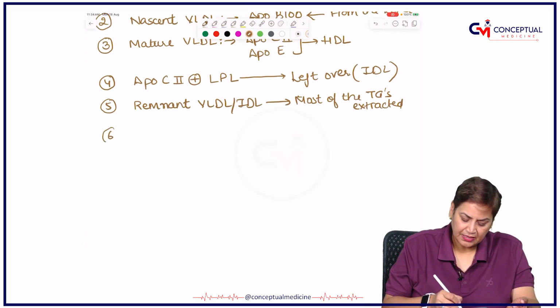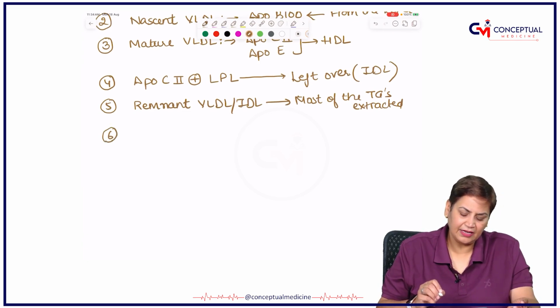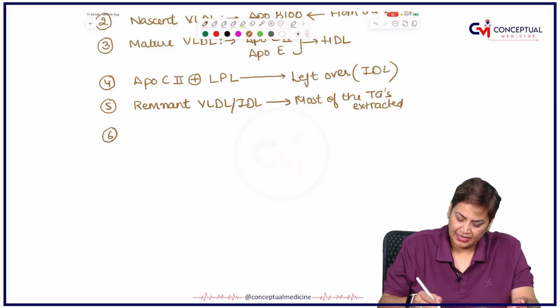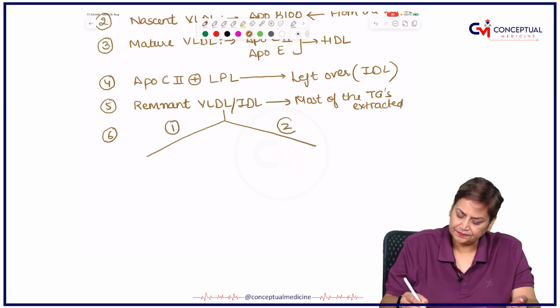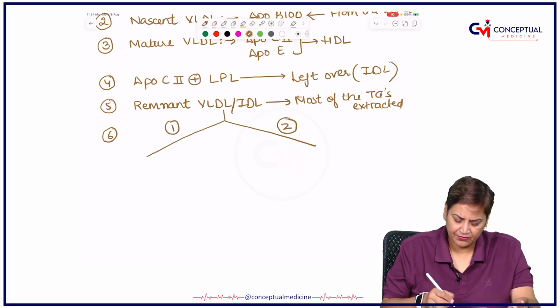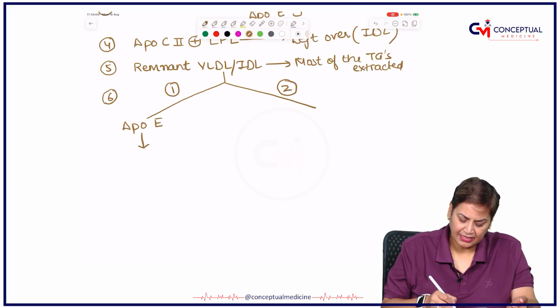Then comes the fate of this remnant VLDL. So it has two fates, first and second. What is the first fate? Apo E, accepted by the liver.